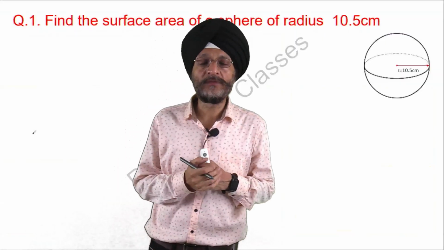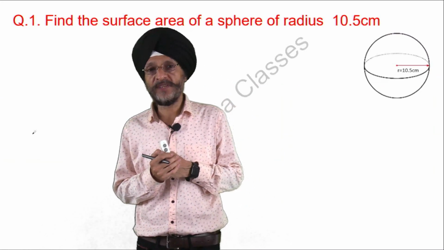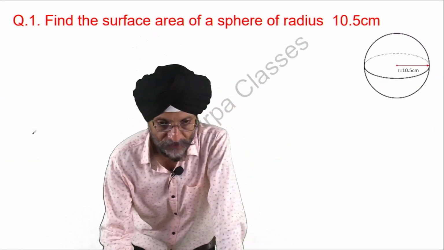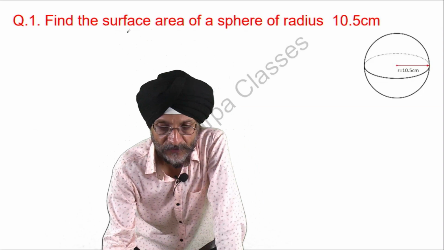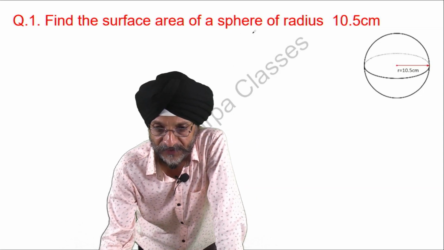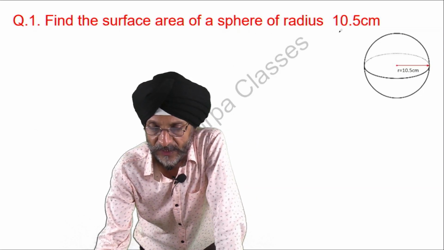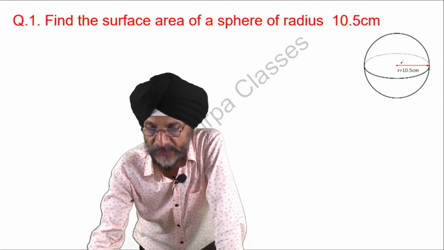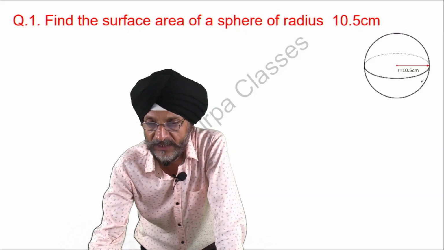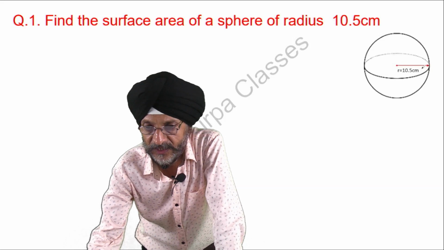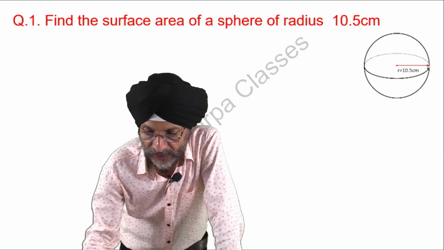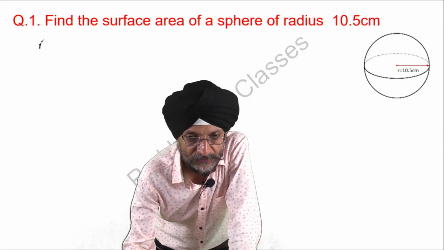Now we will solve the questions pertaining to the surface area of a sphere. The first question before us is, find the surface area of a sphere of radius 10.5 centimeter. In this picture, you can see that this is a sphere and this is the radius which has been given to us. So, answer.